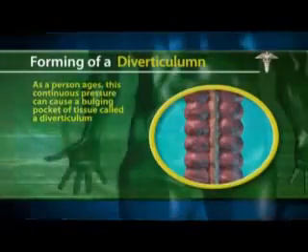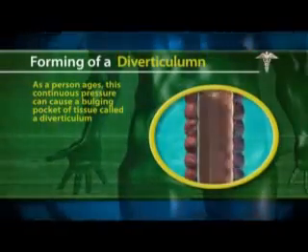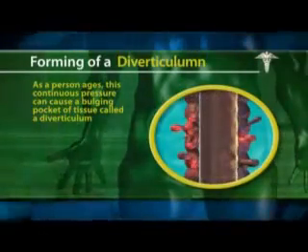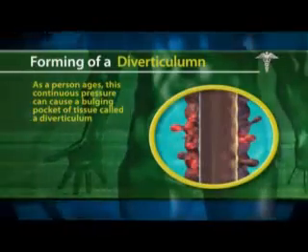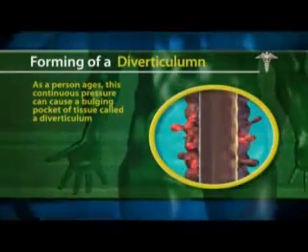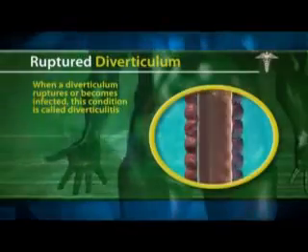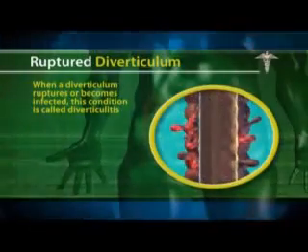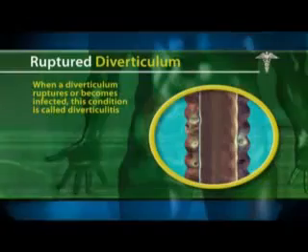As a person ages, this continuous pressure can cause a bulging pocket of tissue or a sac called a diverticulum that pushes out from the colon wall. More than one sac is called diverticula. The condition of having diverticula in the large intestine is called diverticulosis. When a diverticulum ruptures or becomes infected, this condition is called diverticulitis.